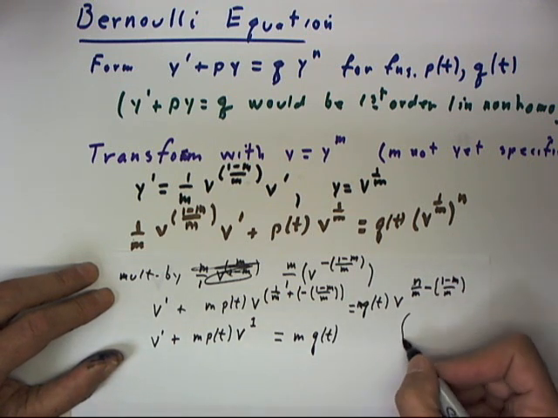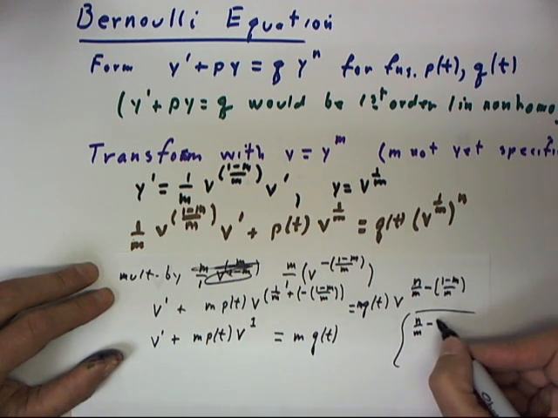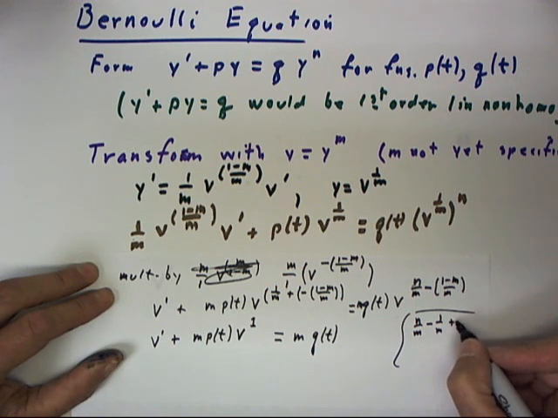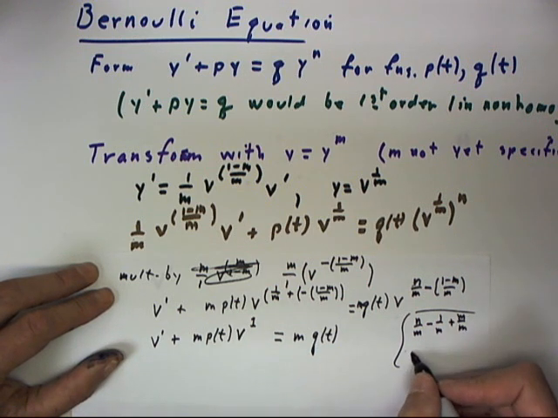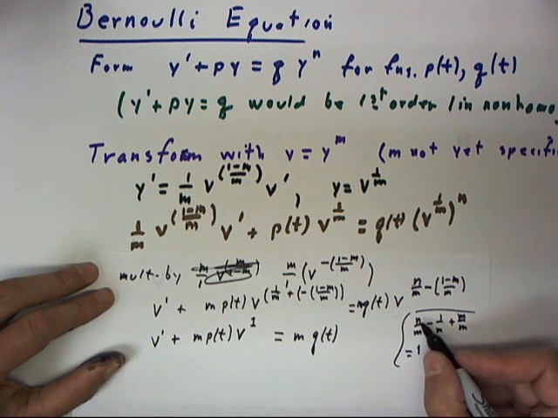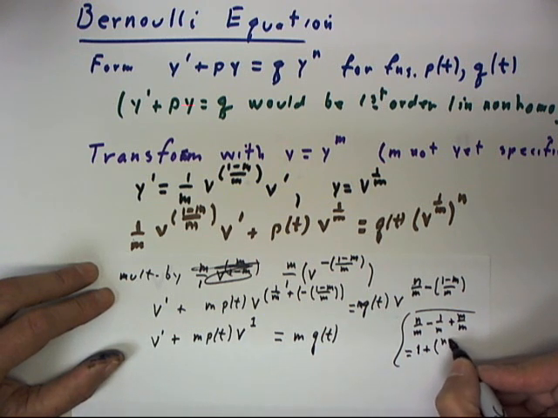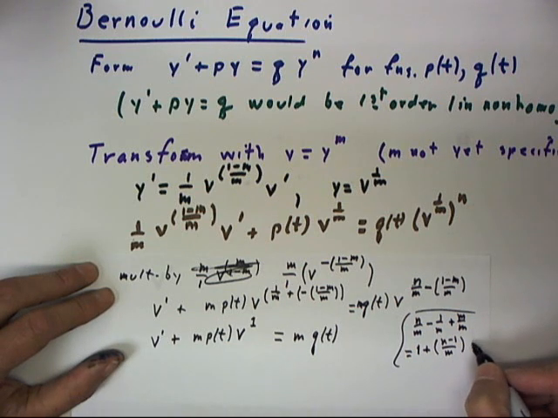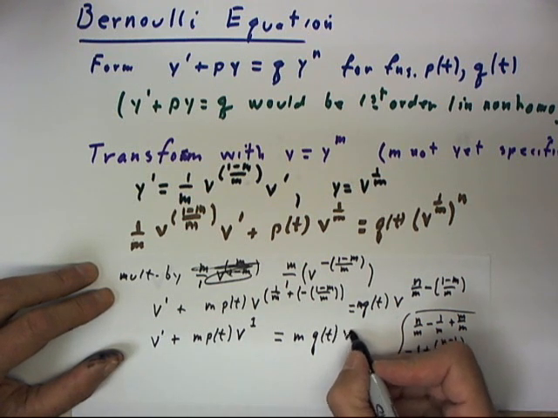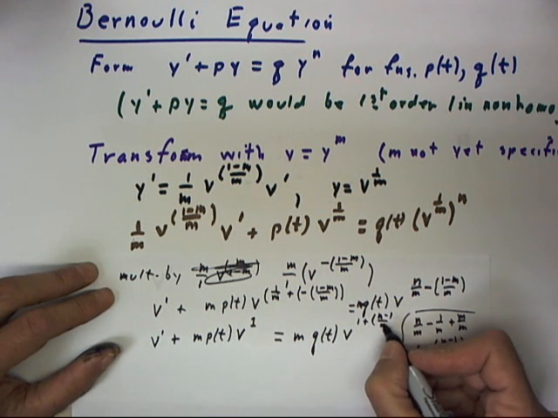Let's just do a little side calculation here. That's going to give us n over m minus 1 over m plus m over m, which is, m over m is 1, and n over m minus 1 over m is n minus 1 over m. So over here we're going to get v to the 1 plus n minus 1 over m.